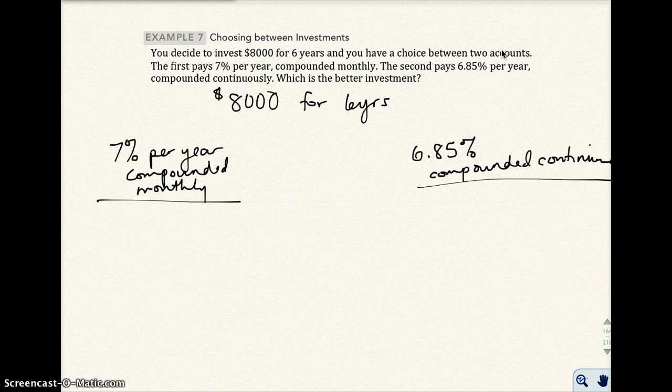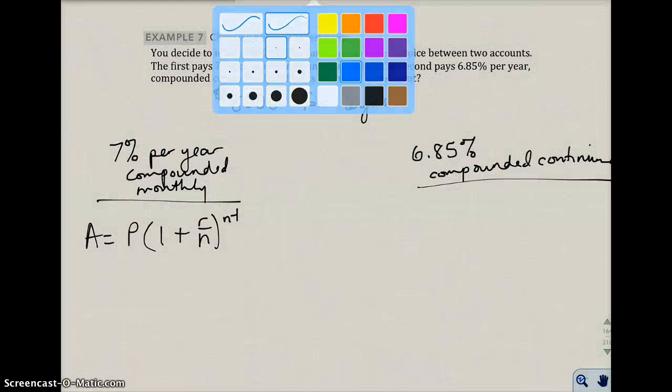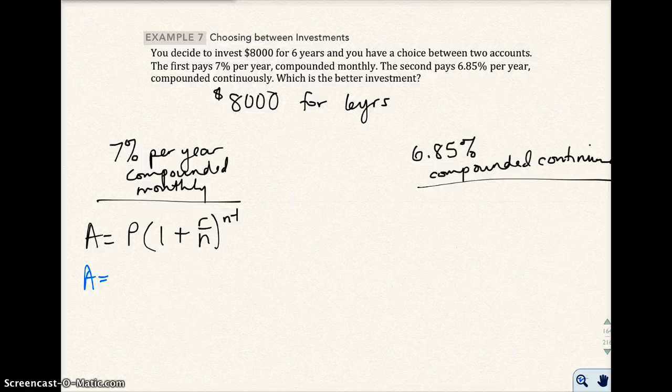So I'm going to use A equals P(1 plus r over n) to the nt because it's compounded monthly. I'm going to go ahead and put in the values that I know. So now A equals, trying to figure out the cumulative amount, principal investing $8,000. 1 plus the interest rate is 7% per year. I want the decimal, it's going to be 0.07. You're going to take the 7%, and move that decimal place, which is right here, 2 places to the left.